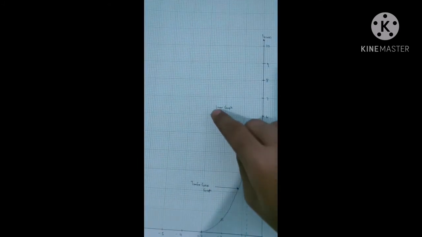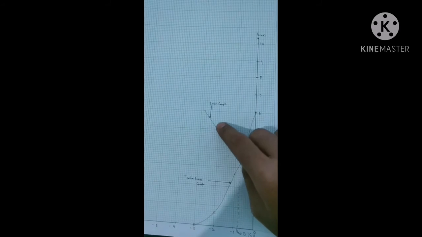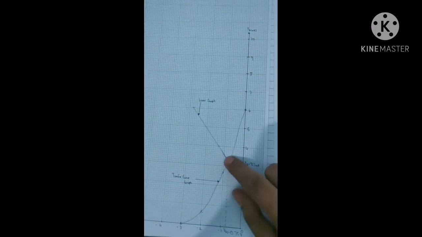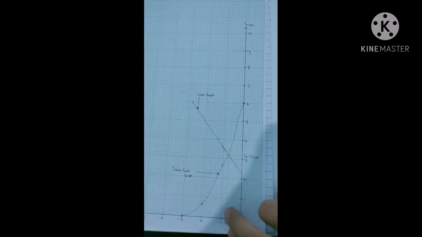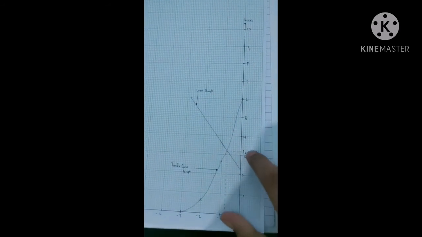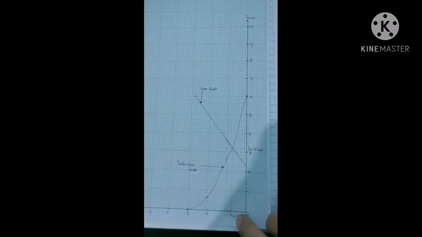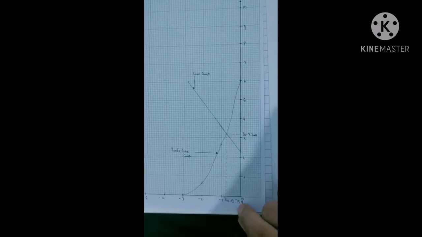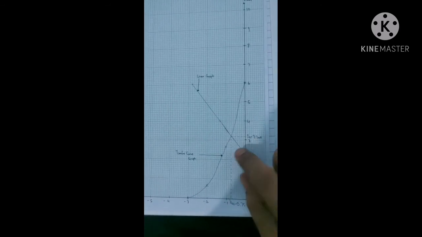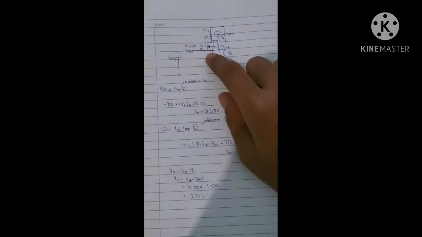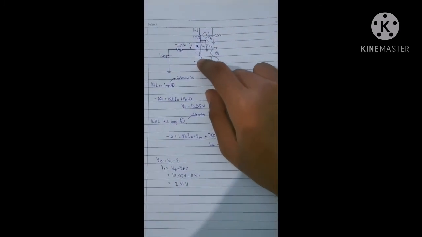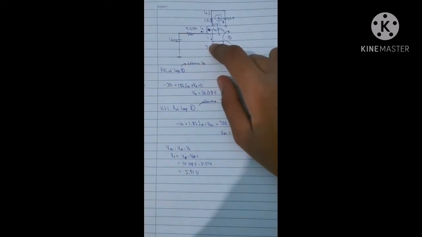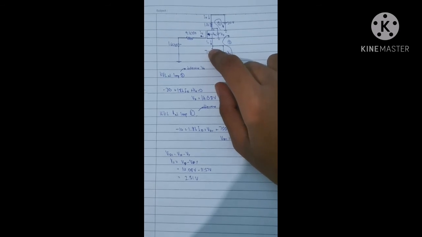Based on our linear graph that has been sketched, the intersection point is where the value of VGS and the value of ID are obtained. Our VGS from the graph is 0.75 volt, and our ID is 3.2 milliampere.